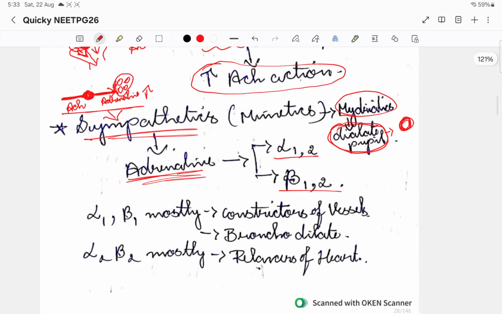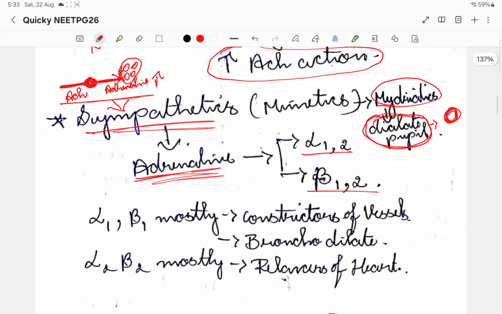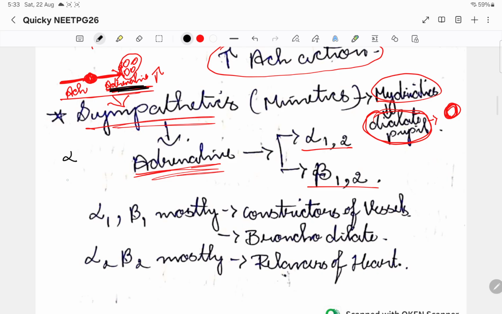Now coming to the sympathetic system. I told you adrenaline is the postganglionic transmitter that is there. It is going to act on alpha and beta receptors, just like M and N receptors in our parasympathetics. It is going to be alpha and beta in the sympathetic system. But alpha has two components, alpha 1 and alpha 2, whereas beta also has two components, beta 1 and beta 2.